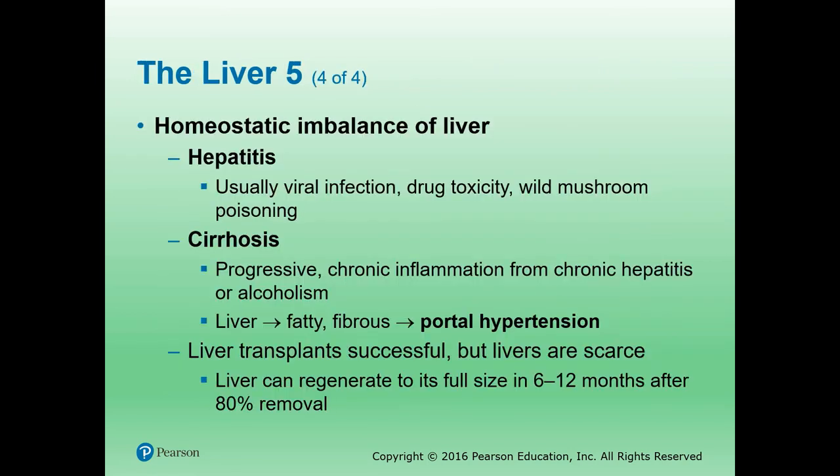So what are some problems if we have homeostatic imbalance of the liver? Well, we can get hepatitis. This is inflammation of the liver. Viral infection, drug toxicity, and wild mushroom poisoning can cause hepatitis. Okay. Cirrhosis. This is when we have chronic inflammation or chronic hepatitis. And then cirrhosis is just breakdown of the liver itself. Okay. Not good.